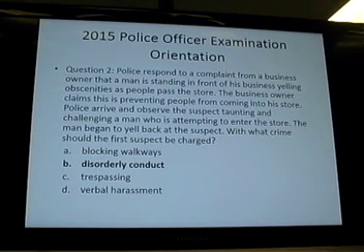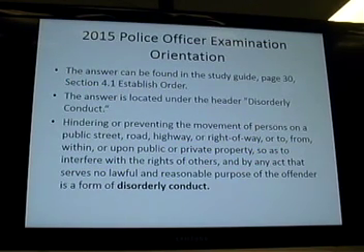B, disorderly conduct. The answer can be found in the study guide, page 30, section 4.1, Establish Order. The answer is located under the header disorderly conduct. Hindering or preventing the movement of persons on a public street, road, highway, or right-of-way, or to, from, within, or upon a public or private property, so as to interfere with the rights of others, and by any act that serves no lawful and reasonable purpose of the offender is a form of disorderly conduct.